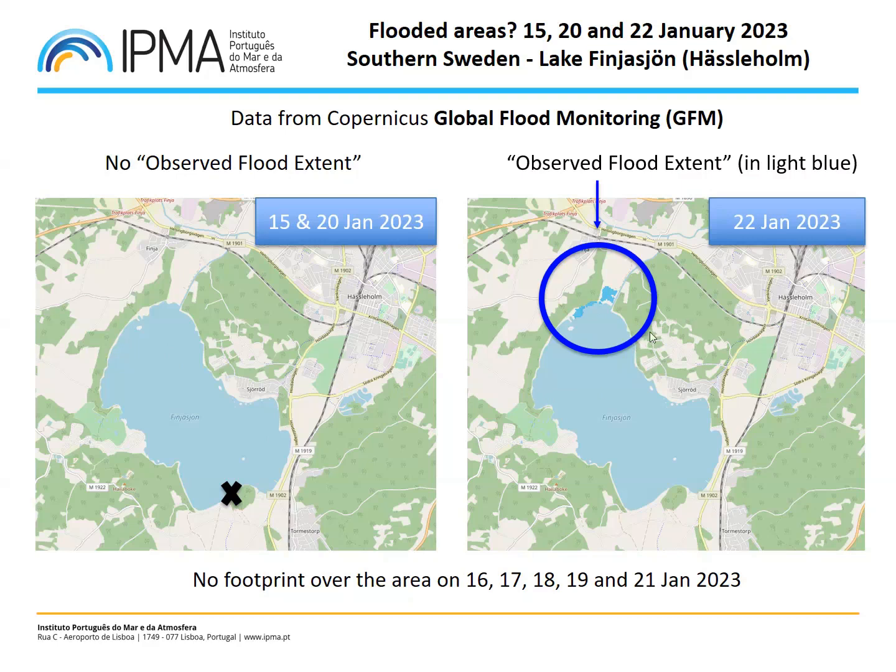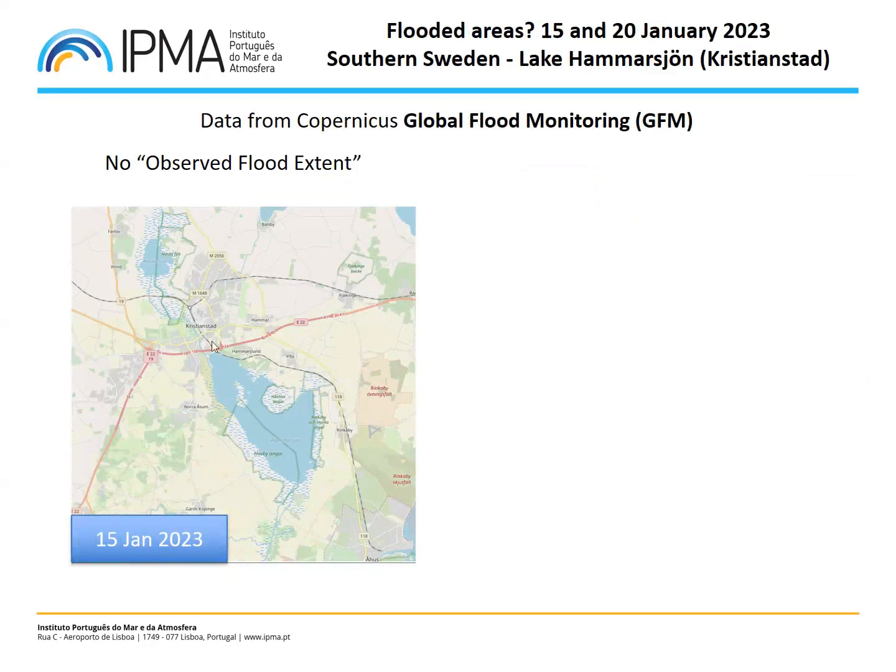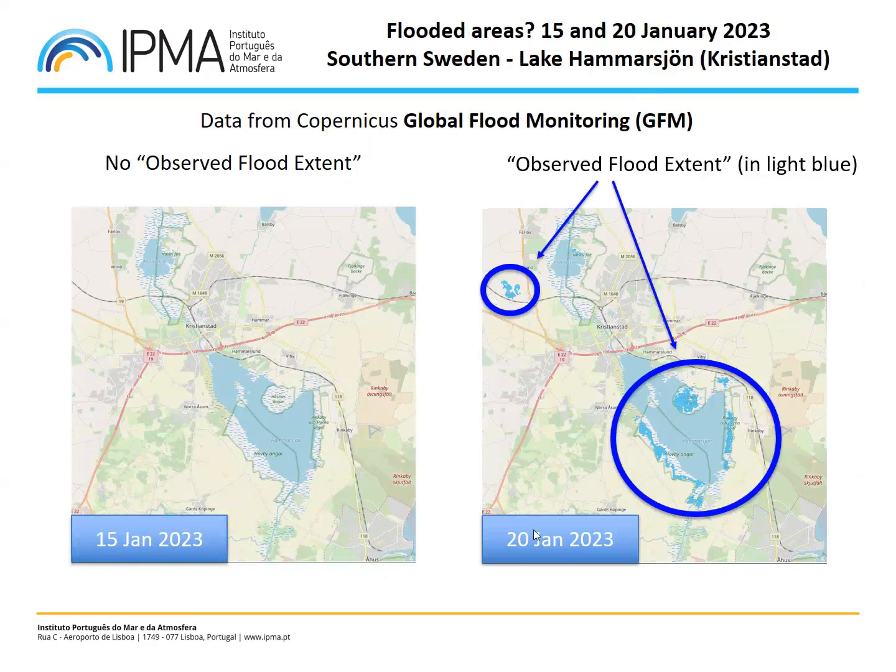So another area that I also looked at is a little bit to the southeast of that lake. It's another one, Lake Hammarsön, close to Kristianstad. On the 15th, there was nothing. And then already on the 20th, there were some areas here in light blue again, which is where the flooded areas are depicted. Also around the lake here, but not so close to the lake in this part. So, of course, this is the product that's called observed flood extent. And I will now talk to you a little bit more.